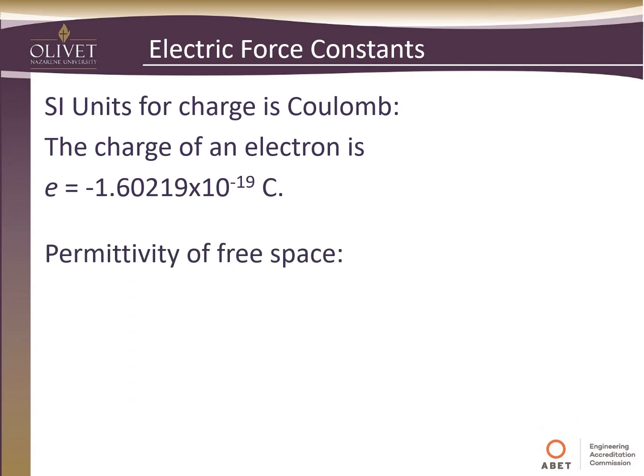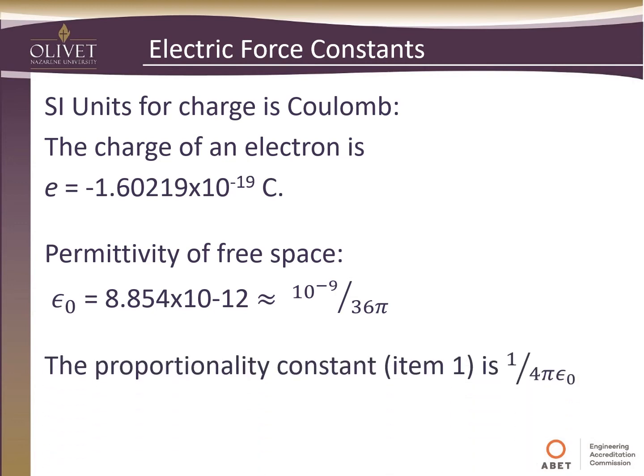The permittivity of free space is the part of the medium that affects the charge, and we'll definitely dive into this a little deeper later, but for now trust me on it. The permittivity of free space, denoted by the subscript 0, is 8.854 times 10 to the negative 12, and that's approximately equal to 10 to the minus 9 divided by 36 pi. And then the proportionality constant, which was item number 1 on the previous slide, is 1 over 4 pi epsilon naught, or the permittivity of free space.